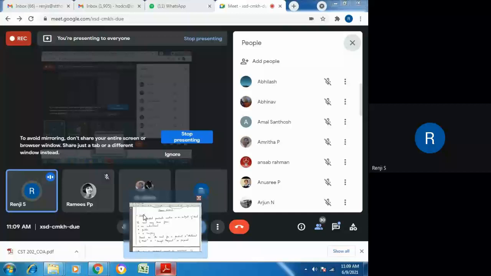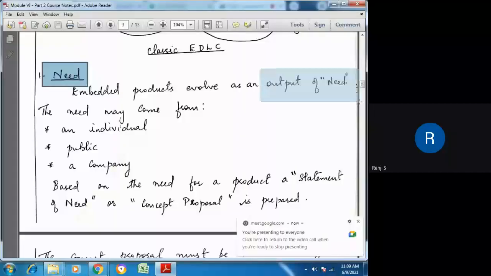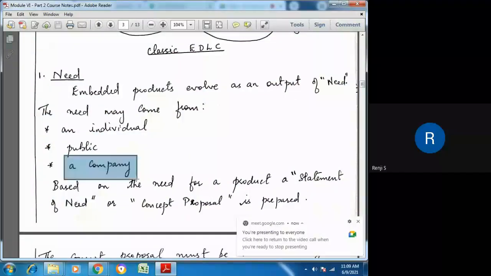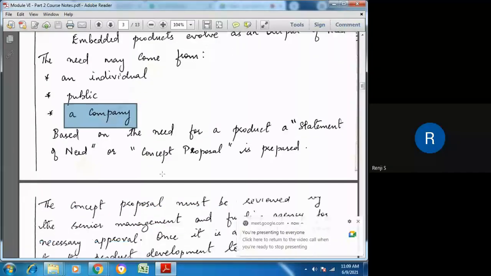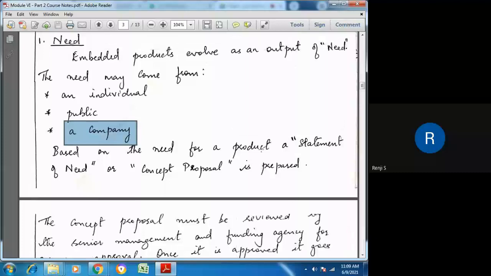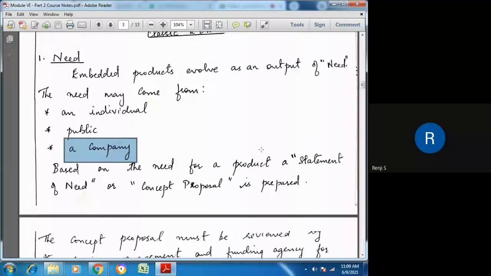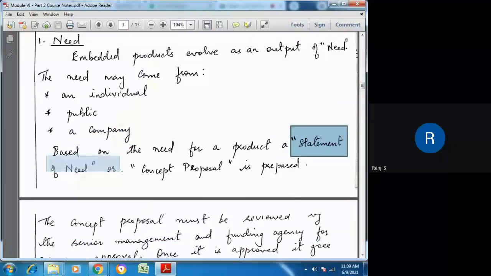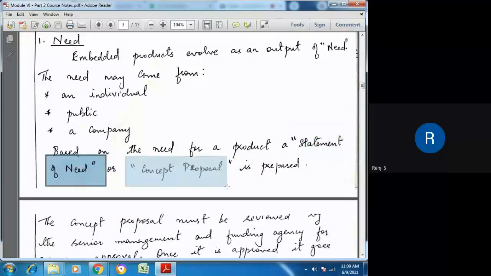Embedded products evolve as an output of need. The need may come from an individual, or from the public, or from a company. Anybody can come with a need, and that need can be converted to a product. So once the need arises for a product, a statement of need is generated. A statement of need or a concept proposal is prepared.